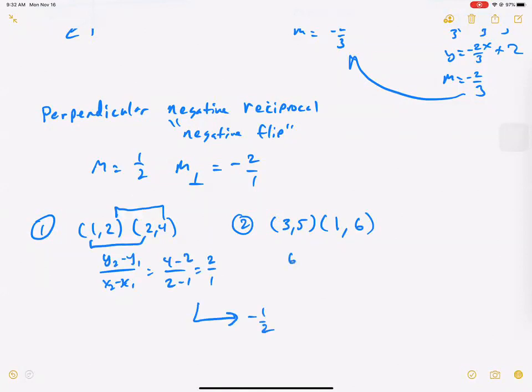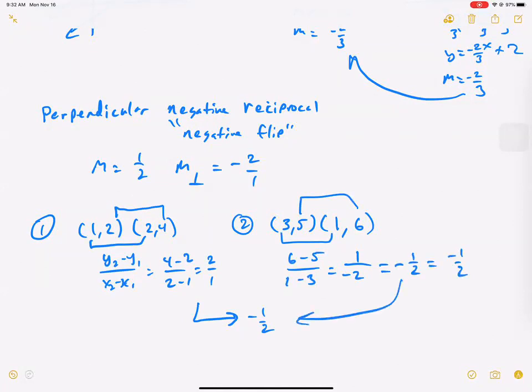So let's see, 6 minus 5 over 1 minus 3. Do we end up with perpendicular slopes? Y minus y, x minus x. 6 minus 5 is 1, and 1 minus 3 is negative 2. And you can always write a fraction with the negative in the middle, if there's only one of them, or on the top. All these three forms are exactly the same. They're equivalent to each other. And yes, they are perpendicular by looking at the slopes.